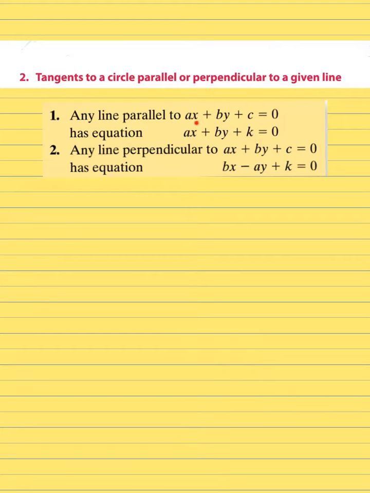If we have a line ax plus by plus c equals 0, then a line parallel to that line will be ax plus by plus k equals 0. And if we have a line ax plus by plus c equals 0, then a line perpendicular to that will have the equation bx minus ay plus k equals 0.